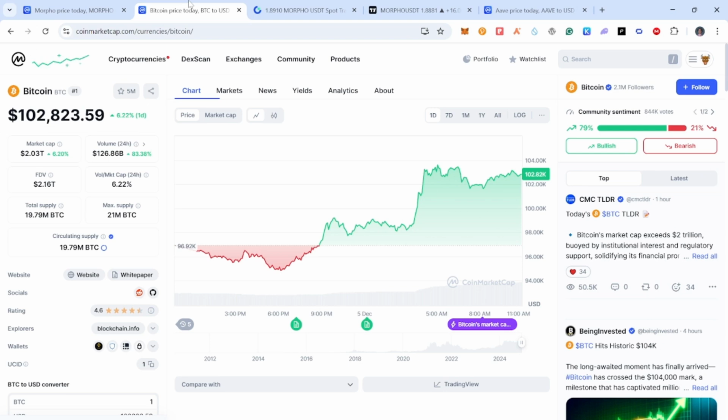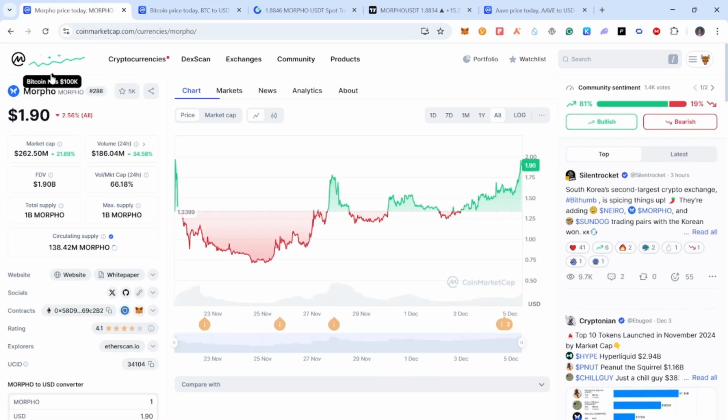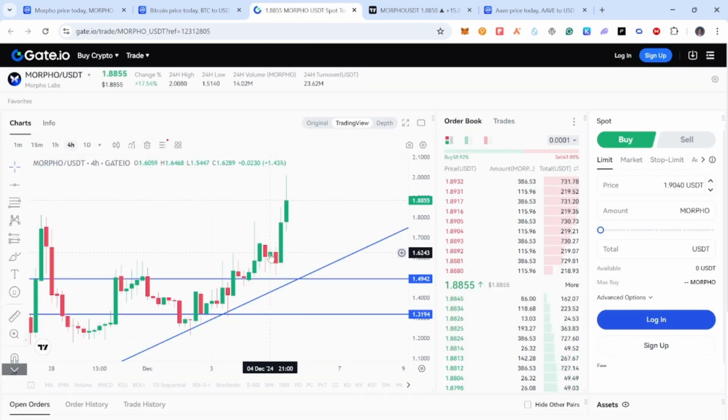BTC is trading over 100,000. Congrats, guys. And this movement in crypto is looking good. So we are going to talk about Morpho and price analysis right here. And I will be using this chart right here.